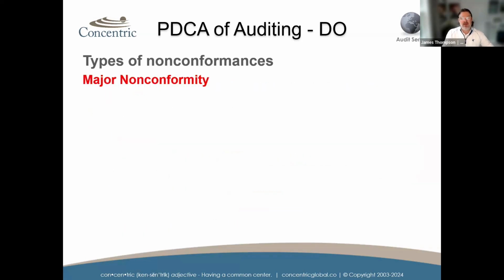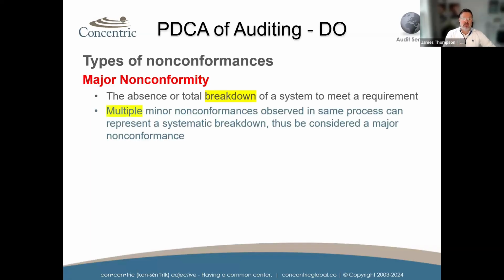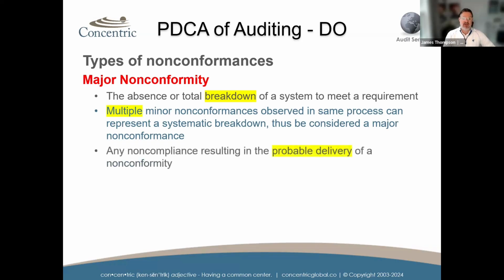So you can have minor or major nonconformities. Let's look at major. So it's the absence or total breakdown of a system to meet a requirement. So it's happening across the board. Multiple minor nonconformances observed in the same process can represent a systemic breakdown. Let's be considered a major. Any noncompliance resulting in the probable delivery of a nonconformance.